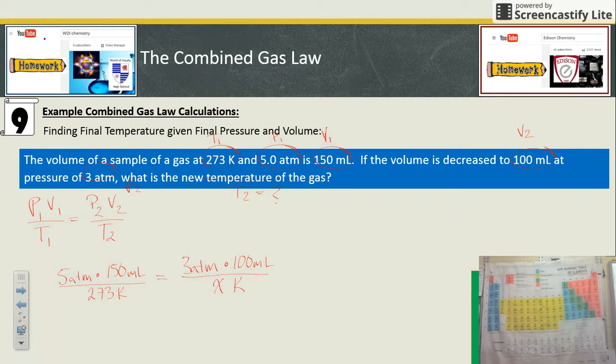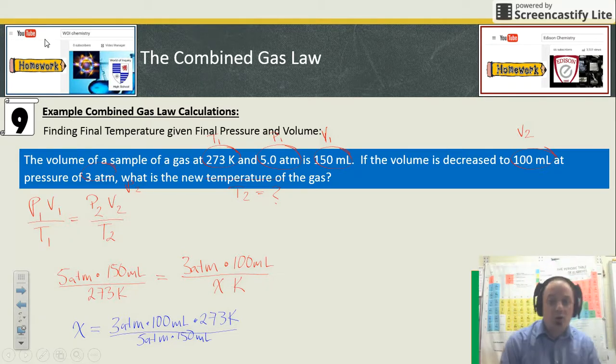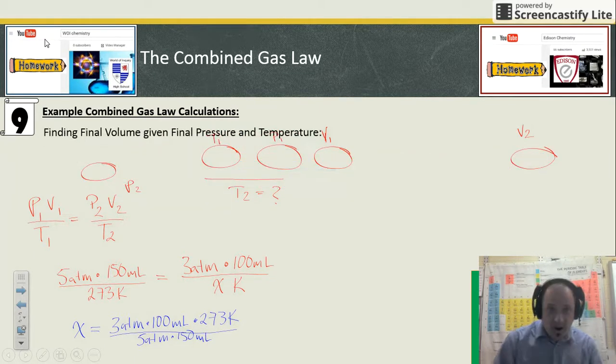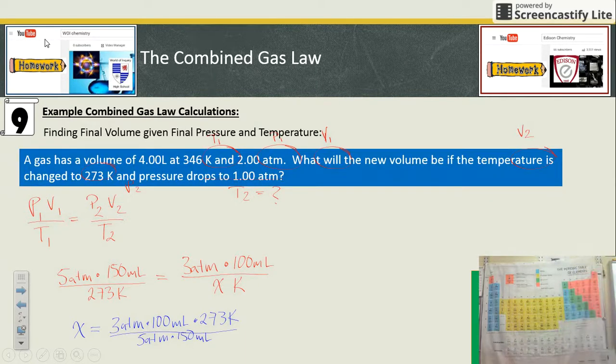The way I like to do it is I just start solving the problem. I'm going to take a shortcut, write out the problem. X is going to equal 3 atmospheres times 100 mils times 273 Kelvin divided by 5 atmospheres times 150 mils. Well, I got there because I can rearrange the equation. If you have to use cross multiplication to solve for X, you go ahead and do it. Okay, let's keep on going with some examples. You solved the math, by the way. Let me erase all this stuff and get to the next question.